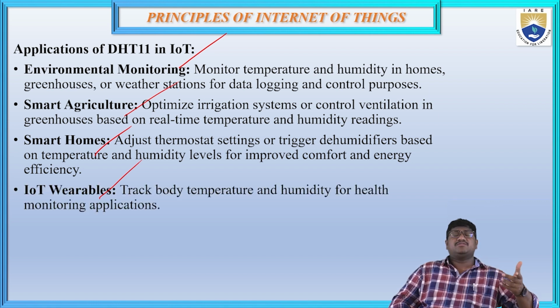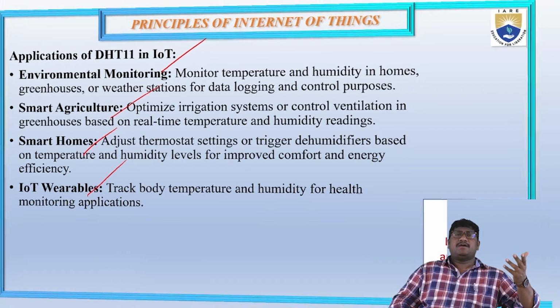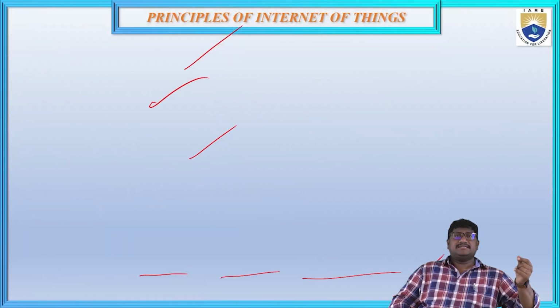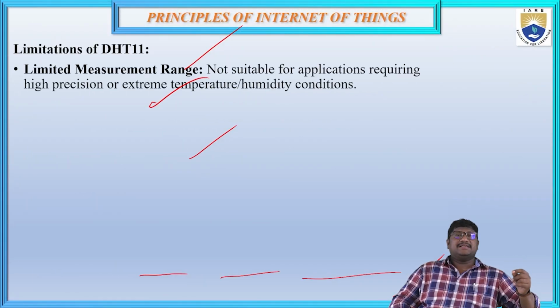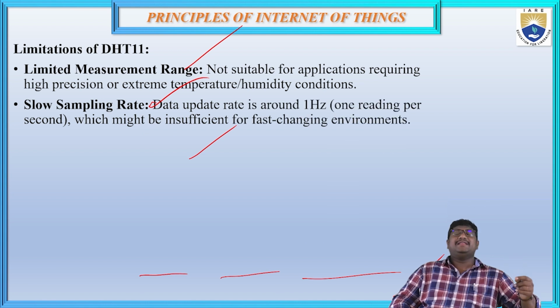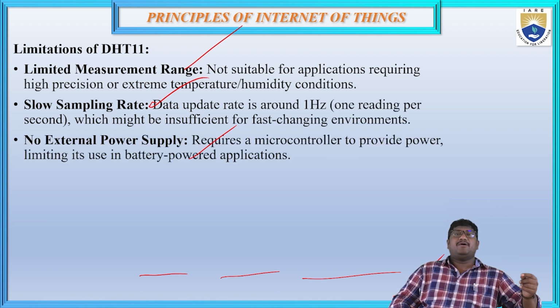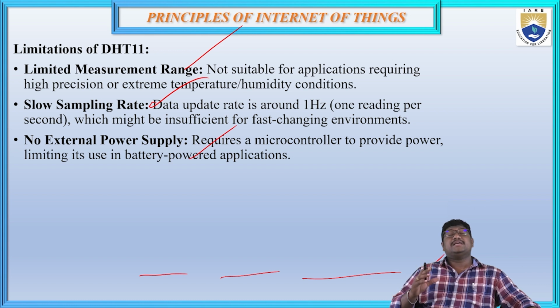And coming to the fourth one, IoT wearables for tracking body temperature, such as smartwatches, which are used by most of the people nowadays for monitoring health. And also, what exactly are the limitations? Limited measurement range, a slow sampling rate, and no external power supply is required for this. These are the different kinds of limitations of the DHT11 sensor, which is a temperature and humidity sensor.